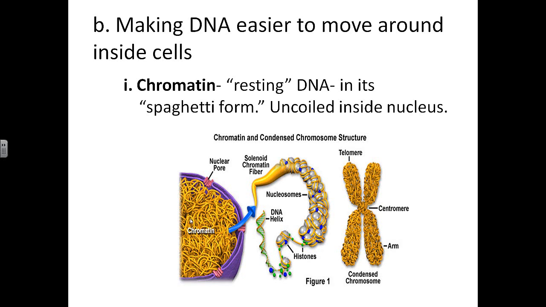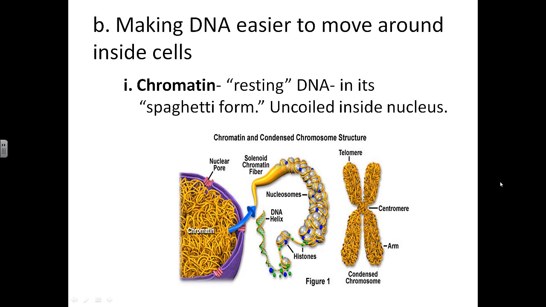When a cell is not dividing, and it won't be anytime soon, the DNA, all 6 feet, looks like this. It's called chromatin. I like to call it the spaghetti form because it really looks like a bowl of spaghetti. In chromatin, DNA is resting. It's uncoiled. It's 6 feet long. It's kind of a mess. You wouldn't want to try and copy that and make a new copy because it would just be awful.